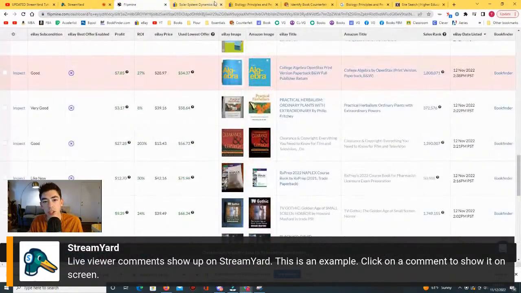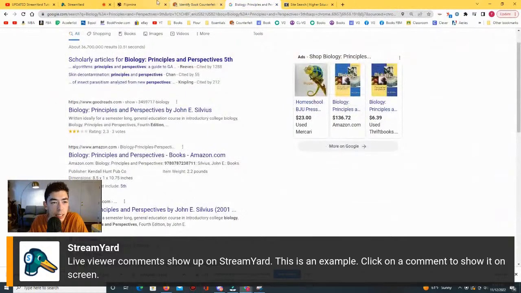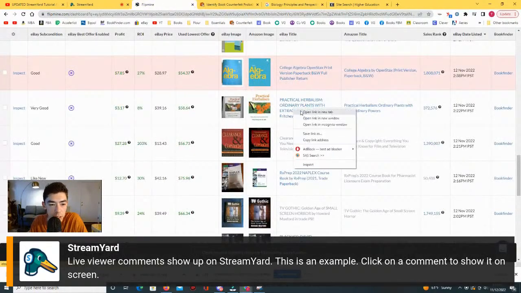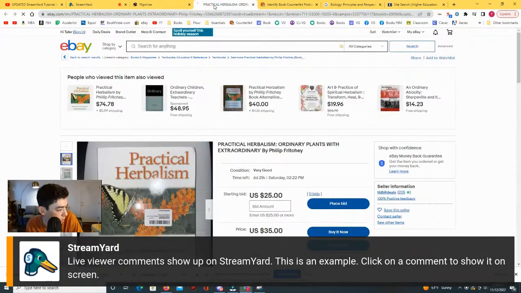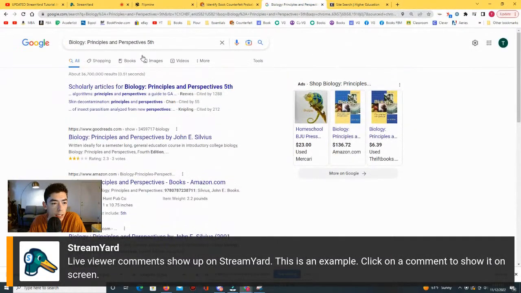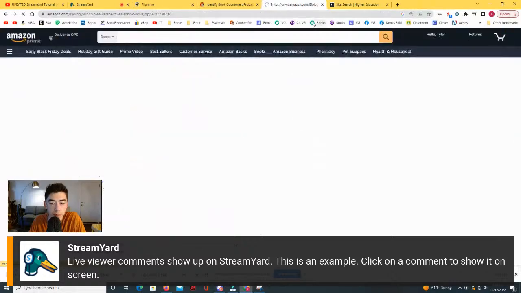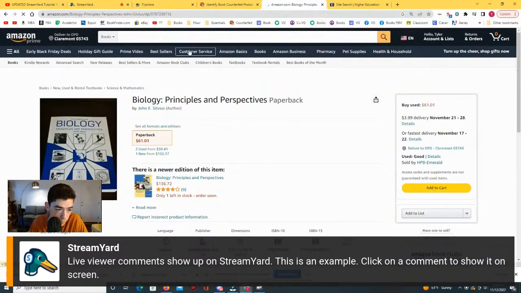So let's go ahead and transition. Let's do a little bit of Keepa deal sourcing, because we've done enough of this FlipMine sourcing. Hopefully you start to get the idea a little bit. And let's go and take a look at an Amazon page. So let's go back over to Amazon.